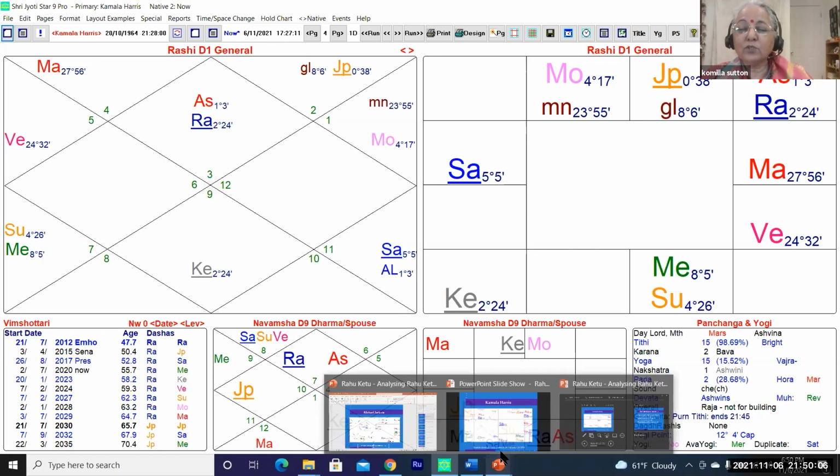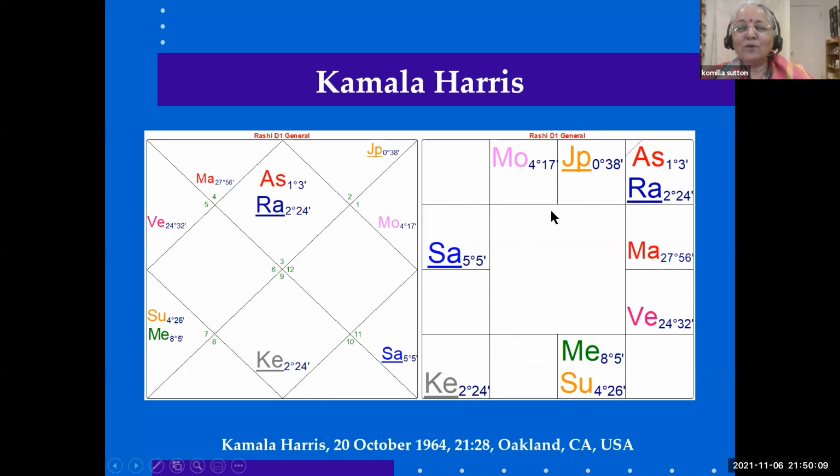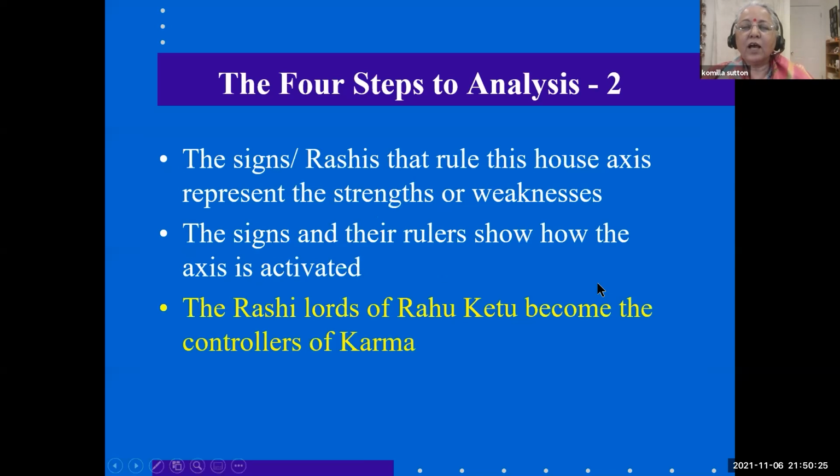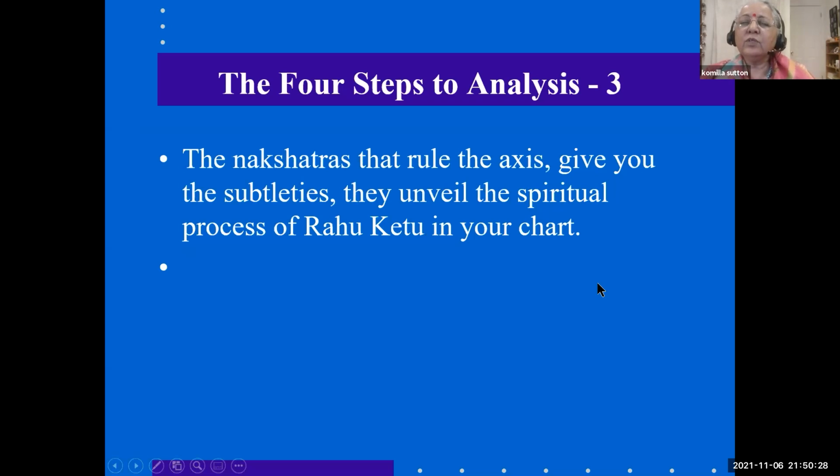I was thinking whose chart to use for today, and I thought that she is just the perfect person for looking at these dashas. So house axis, the nakshatras that rule the axis give you subtleties. They unveil the spiritual process of Rahu Ketu. So what are the nakshatras telling you of what is the thinking behind Rahu Ketu?